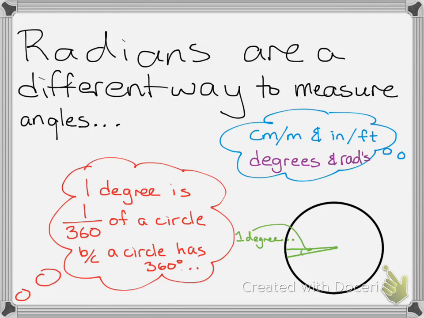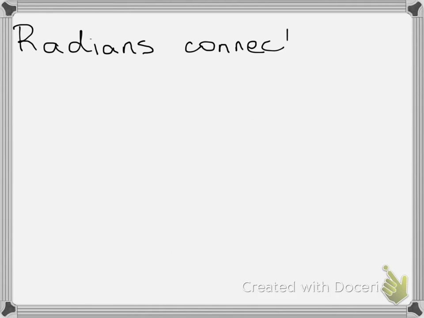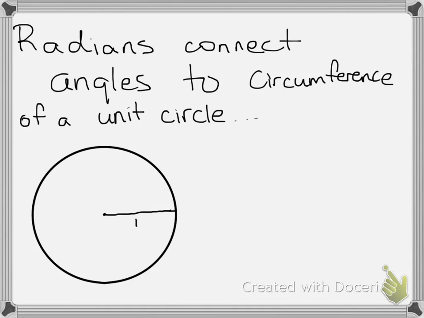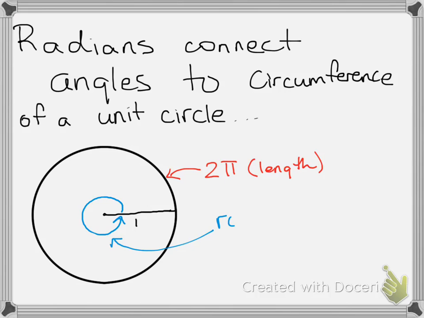Okay. So now, looking at radians, radians connect angles to the circumference of a unit circle. If we look at a unit circle, the length around is 2 pi, right? Because 2 pi r, 2 pi times 1 is 2 pi. Well, if we think of it instead of a distance, as a rotation around a full circle, that rotation is called 2 pi radians. That's the definition of a radian. If you rotate the full way around a circle, you get 2 pi radians around.